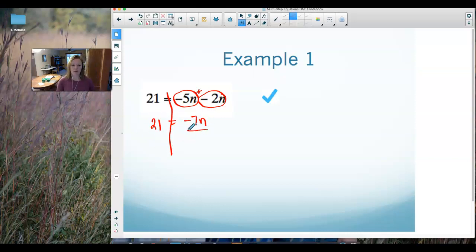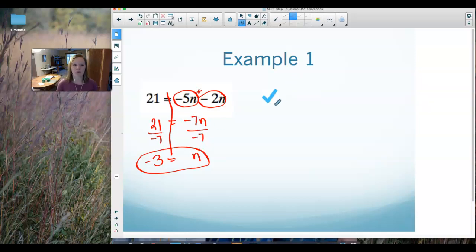So now we're going to divide by negative 7 to solve it. And we get n equals negative 3. Be careful with negative signs, okay, so that we don't forget them. Remember, you have to divide by that negative.